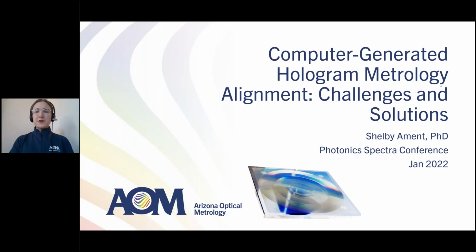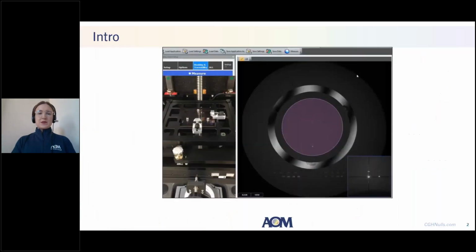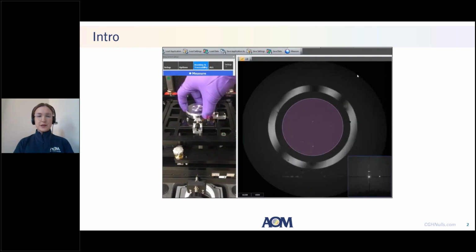So the topic of my talk today is computer-generated hologram metrology, alignment, challenges, and solutions. I'll start off by sharing a video of a CGH measurement of a diamond-turned aspheric mirror. And this is an overall solution that takes a matter of seconds to measure.